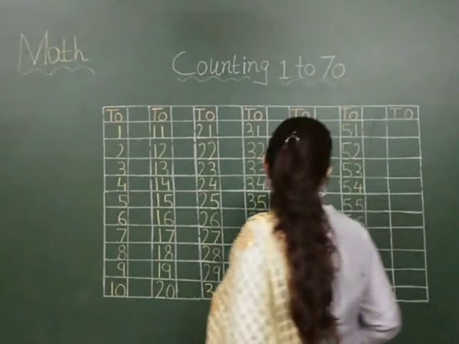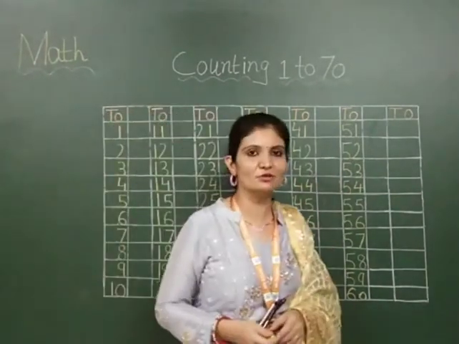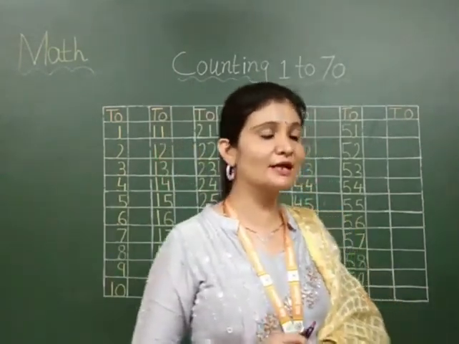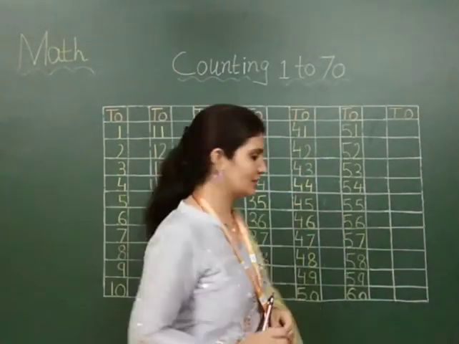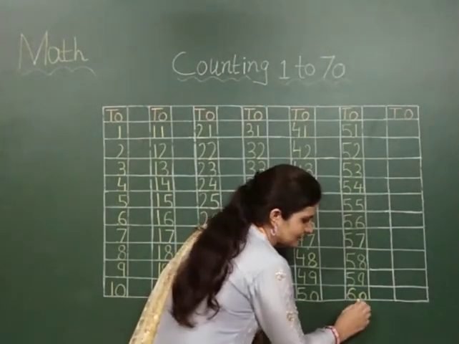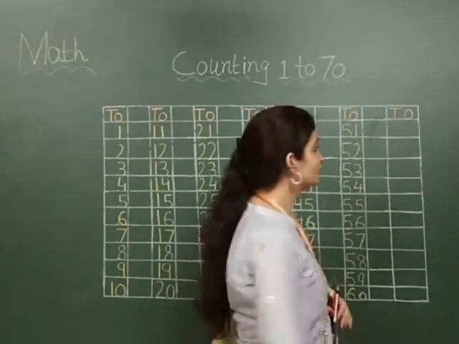Now we will start our new topic, that is counting 61 to 70. In today's session I will teach you how to write counting 61 to 70. You can see here which number is this. This is 6 and this is 0. It's called 60. Now which number will come?